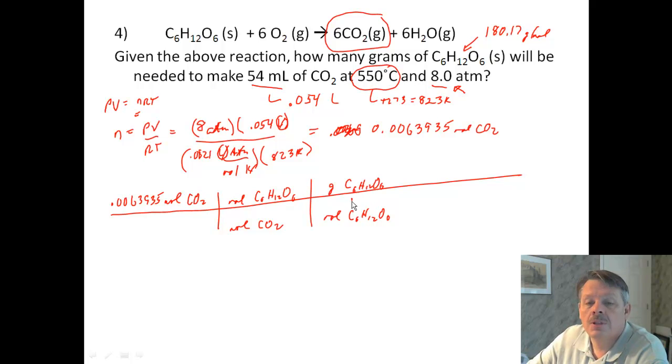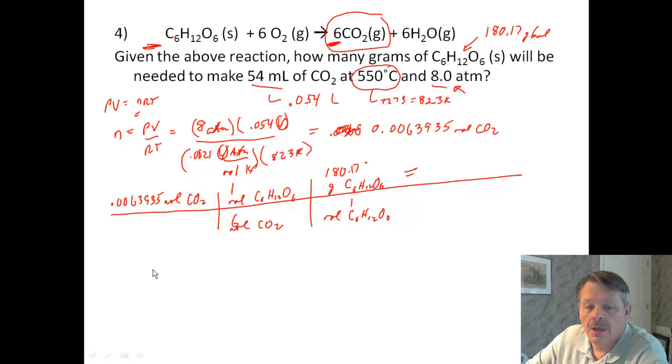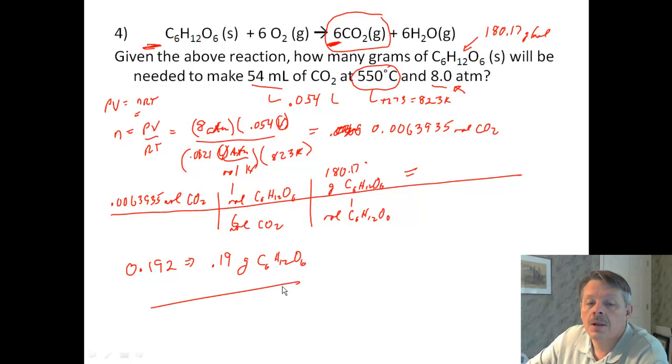All right, well, let's see. We know that 1 mole of sugar we just calculated, that's 180.17 grams. And we know that we have 1 mole of sugar and 6 moles of carbon dioxide. That's our ratio. 6 carbon dioxides to 1 sugar. So I actually do the math here. When I come up with it, I come up with 0.192, or maybe just 0.19 grams of sugar. Right? So that's our answer.